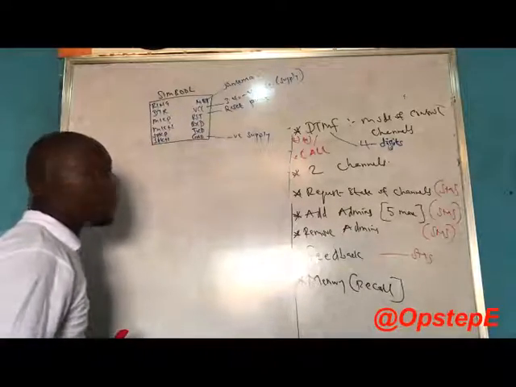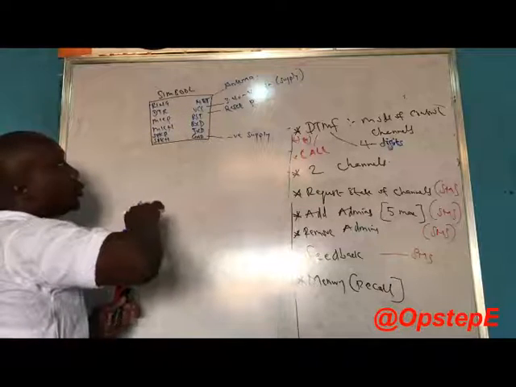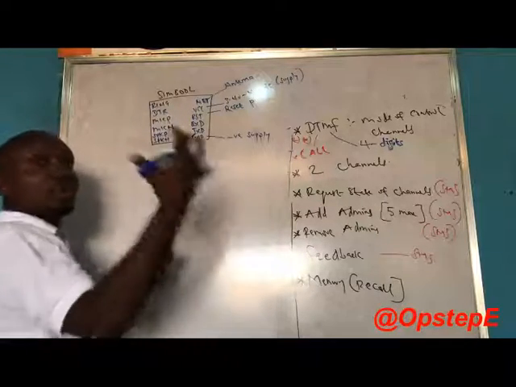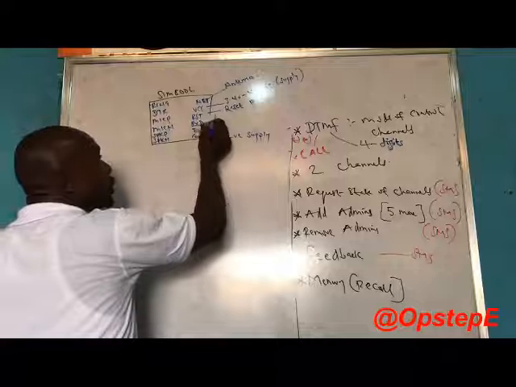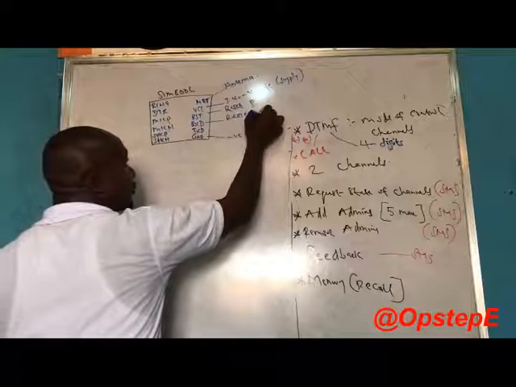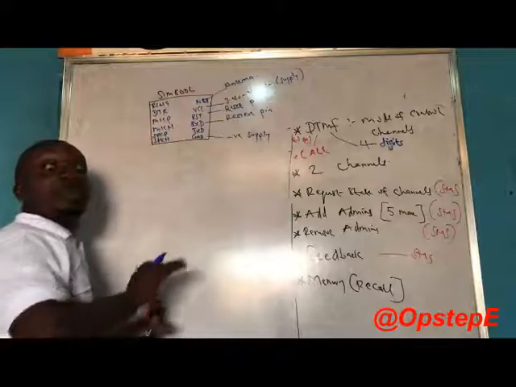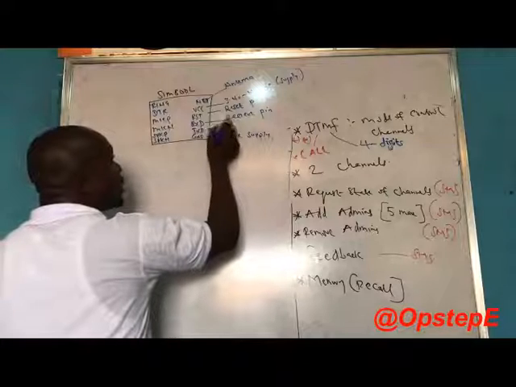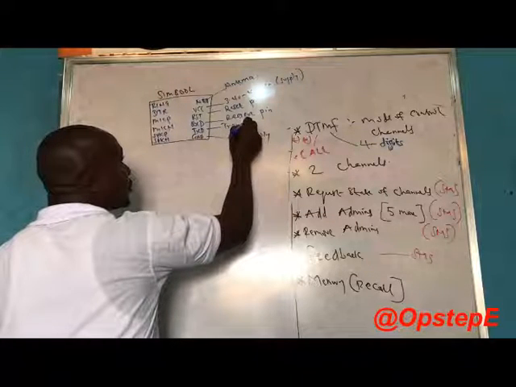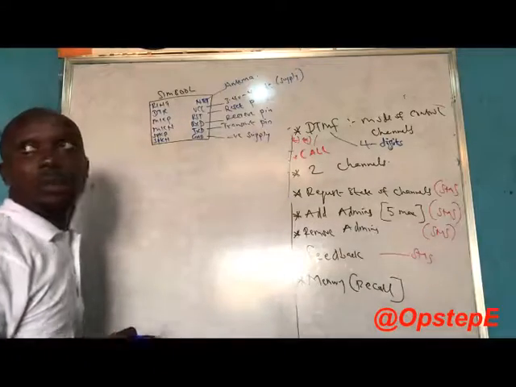When this SIM module is to receive information, it receives through this pin, the receive pin. Now, when it's to send information to you, it transmits through this pin, the transmit pin.